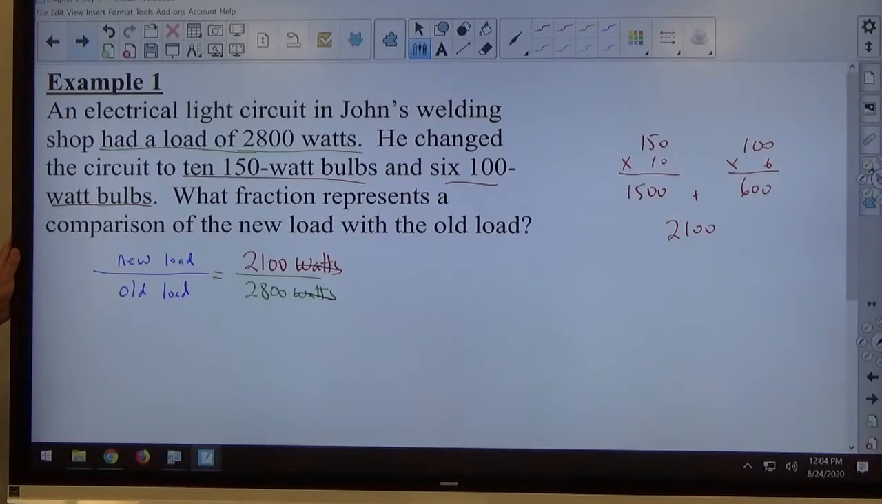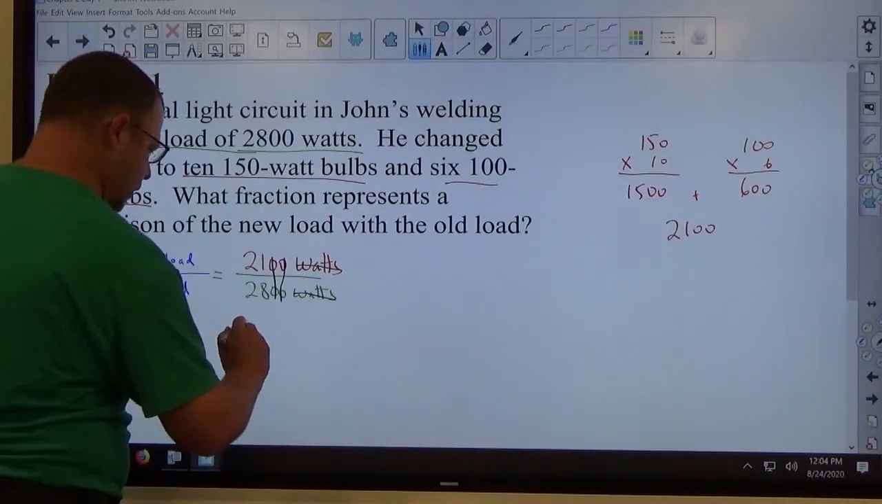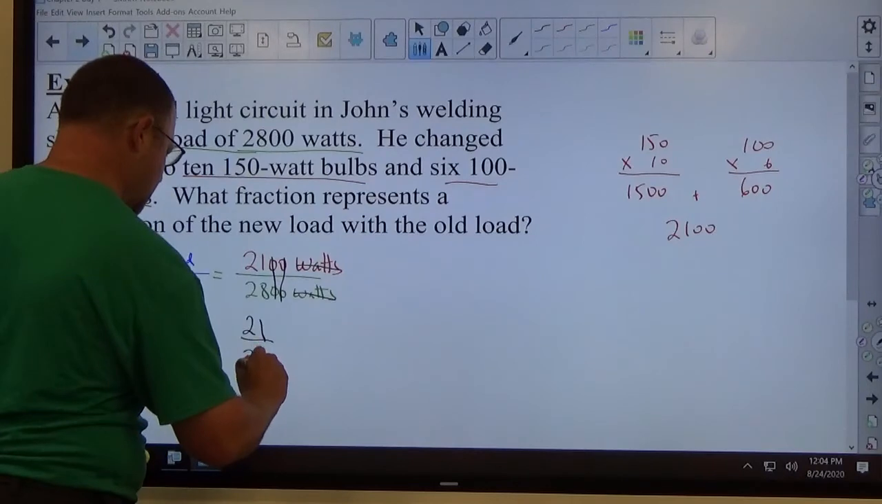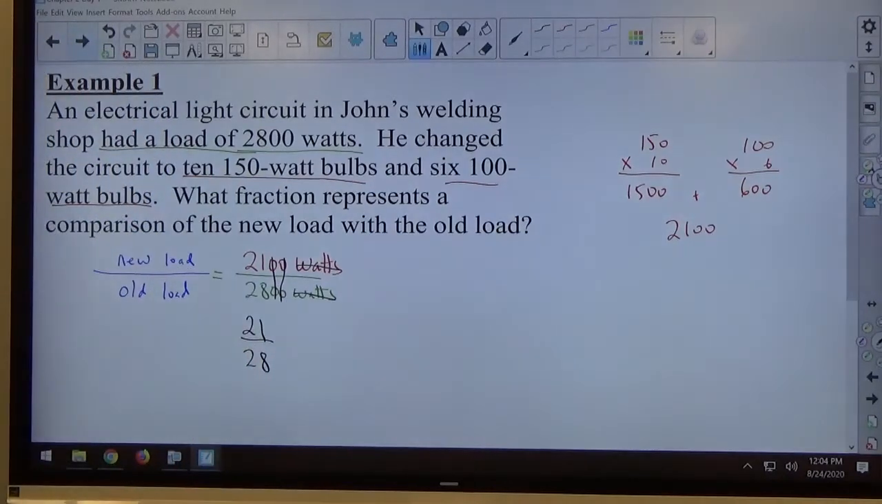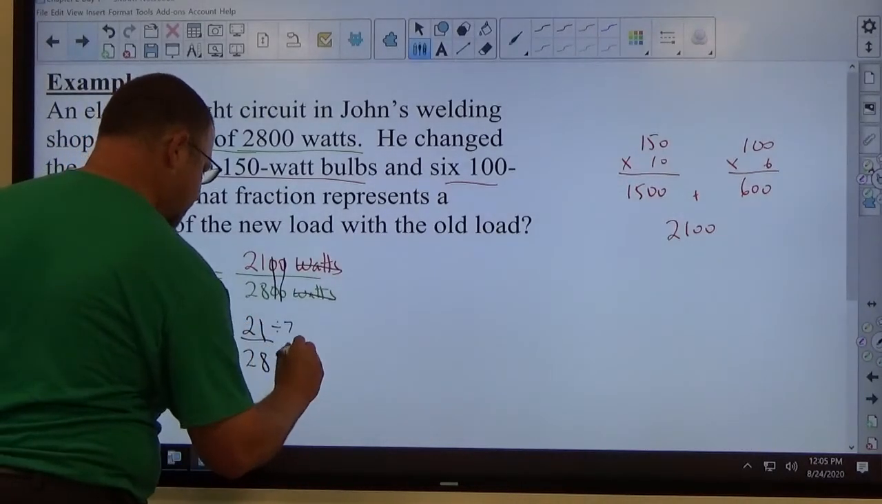Zeros on the ends are easy to deal with. Start there. So 1 zero on the end, chop it off. Second zero on the end, chop it off. So now we're at 21 over 28. Then we're looking for single digit numbers that evenly divide those numbers. So what single digit number evenly divides 21 and 28? 7, right? So we simply divide the top by 7 and divide the bottom by 7.